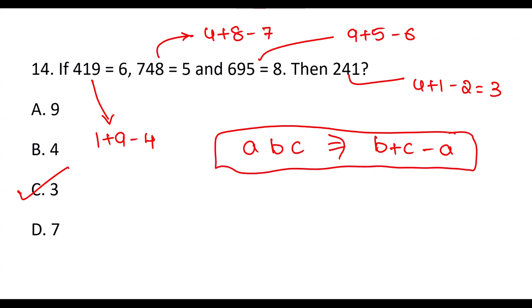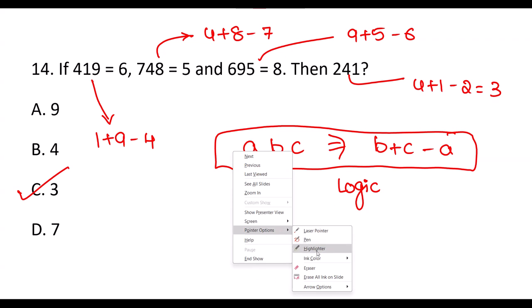Typical logic you can follow here: B plus C minus A. 1 plus 9 minus 4, 4 plus 8 minus 7, 9 plus 5 minus 6. Option C is correct.